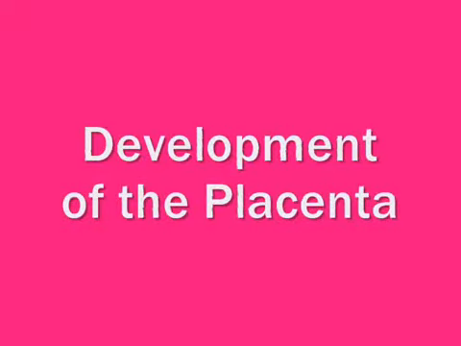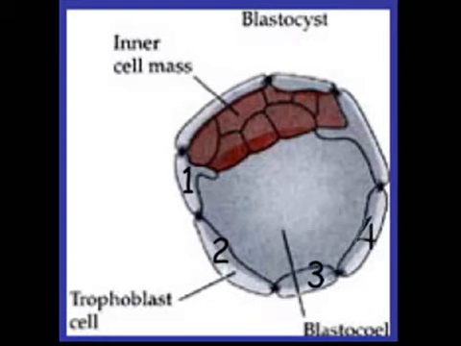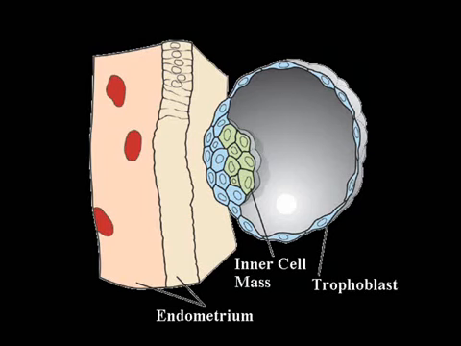The development of the placenta begins during week 1 at the blastocyst stage. Cells organize on the periphery of the embryo, forming the trophoblast. These cells will eventually become the placenta. This is the first differentiation step in human development.